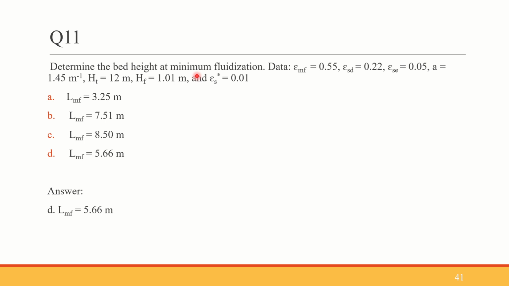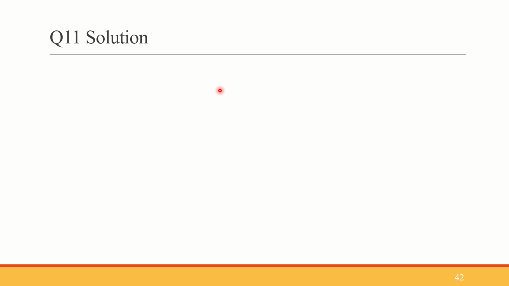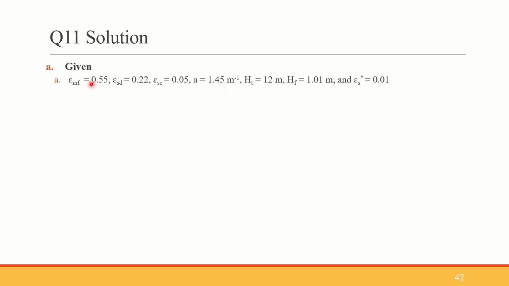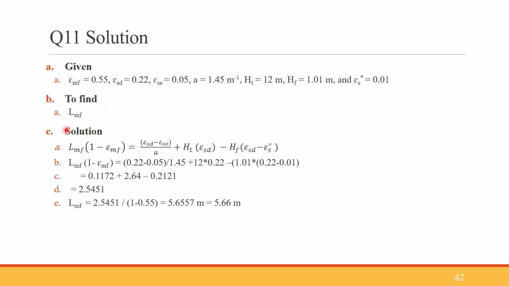So we will see how to calculate that. What are all the things given? At the condition of minimum fluidization, the void fraction is given, and the solid fraction at the dense bed and the exit condition are given. A is given, HT is given, HF is given, epsilon S star is given. So we'll go and see the solution. First we have written all the given things, and second, to find LMF.